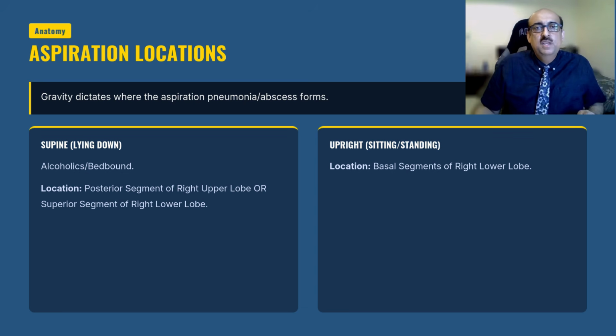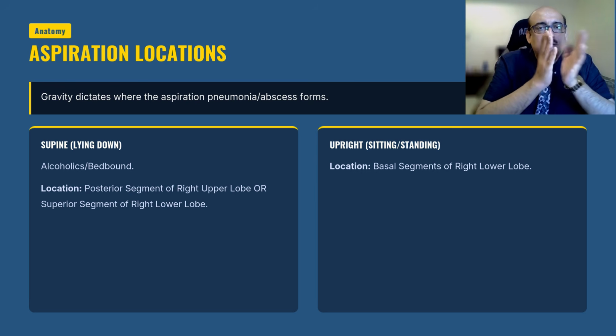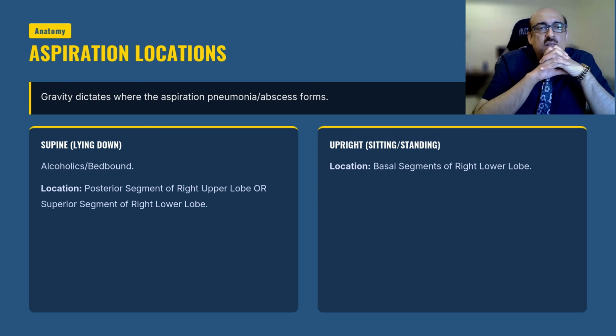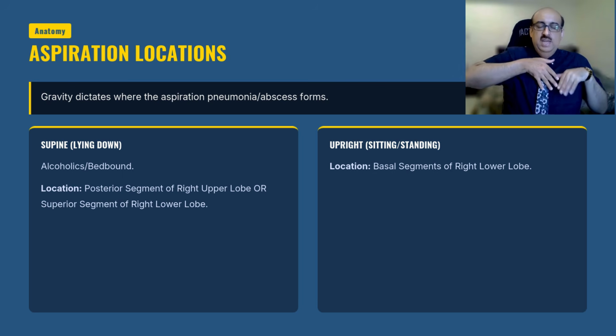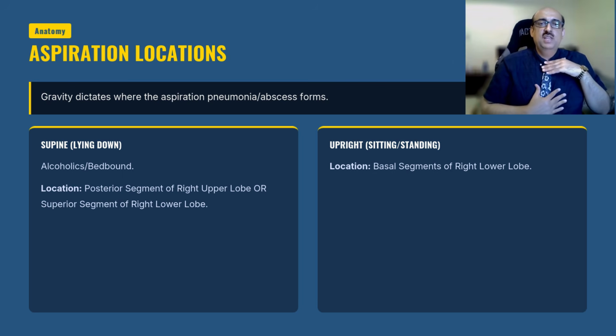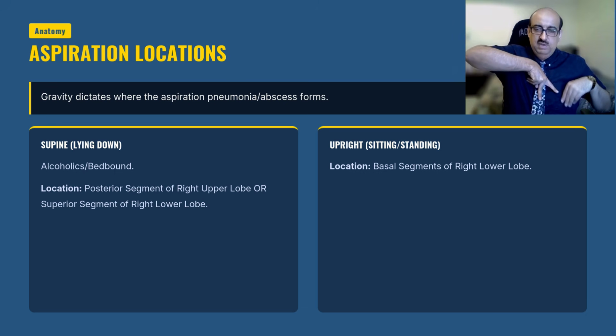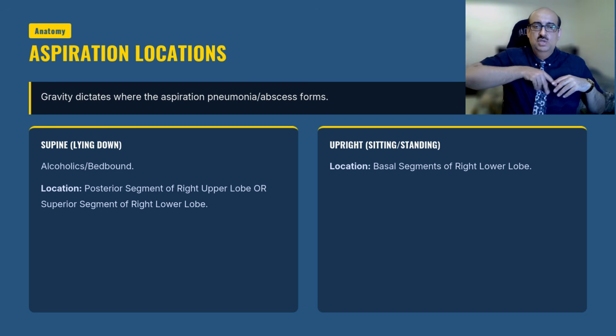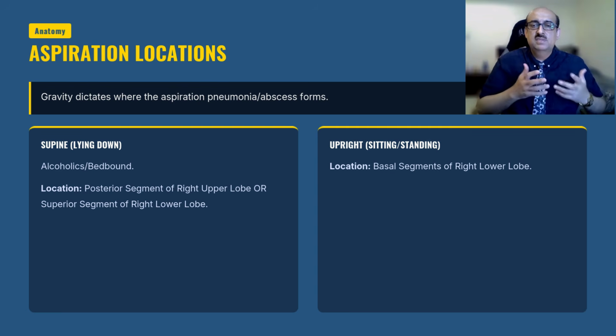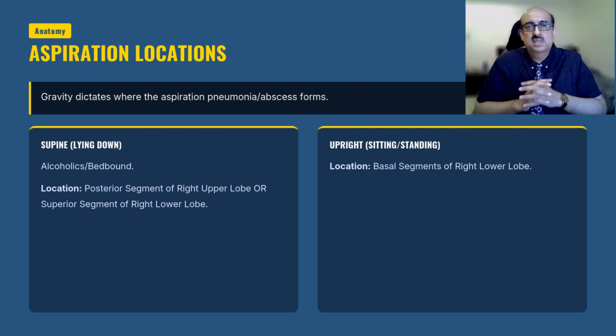So the key learning points for aspiration pneumonia, it's a beautiful slide actually. Gravity will dictate the aspiration pneumonia, the abscess formation, and the risks. We all know that in the anatomy of the trachea and the bronchi, the right main bronchus is straighter and the left main bronchus deviates at an angle. So it's difficult for the secretions to navigate that acute angle to the left, and hence the most likely site of aspiration usually is the right lung.